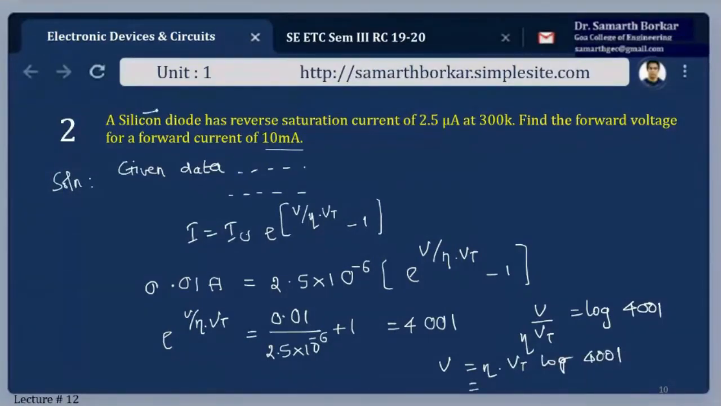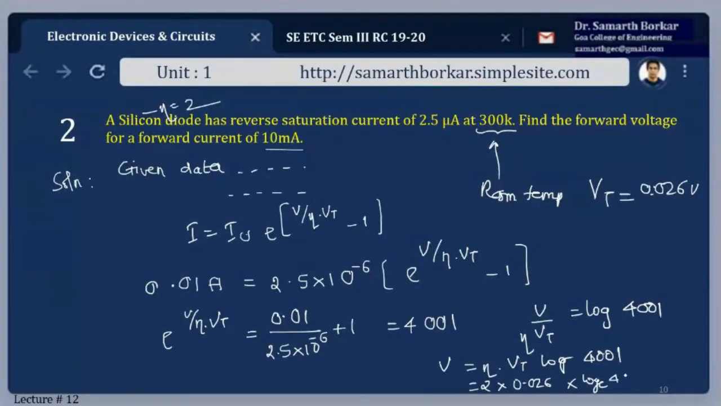V equals n times V_T times log of 4001. Here it is silicon, so the value of eta is 2. 2 into V_T. Nothing has been mentioned about V_T, oh yeah, it's mentioned here. The temperature is 300 degrees Kelvin, so it is room temperature. So I can directly take V_T as 0.026 volt. See, units are in the same standard, amperes, voltage, and so on. Don't mix up the units. 0.026 volts into log to the base e of 4001. And if you solve this, the answer you get is 0.43 volt.